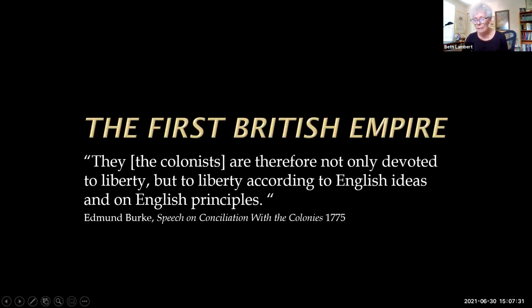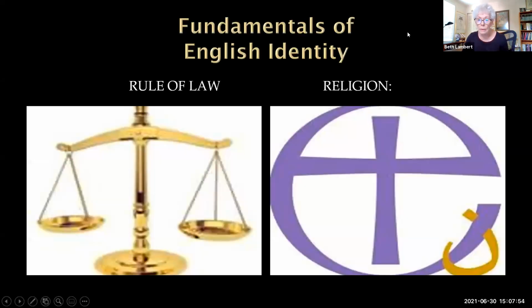Edmund Burke, one of my very favorite people, wrote that when he was talking about his speech during the conciliation with the colonies, how these problems could be resolved. He said, the colonists are therefore not only devoted to liberty, but to liberty according to English ideas and on English principles. So, what are these English ideas and English principles?